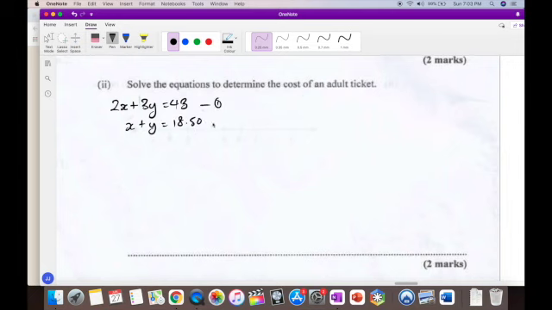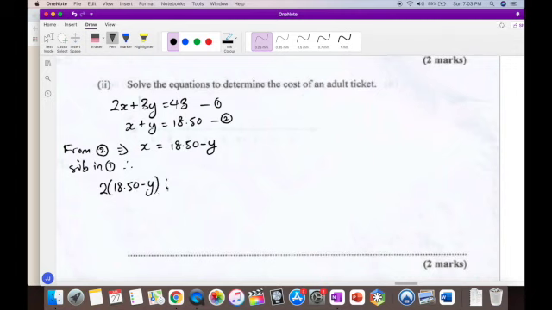All right, let's call this 1, let's call this 2. So from 2, we could say that x, which is what we want to find, is equal to 18.50 minus y. And we'll sub in 1. So that means 2 into 18.5 minus y, plus 3y is equal to 43.